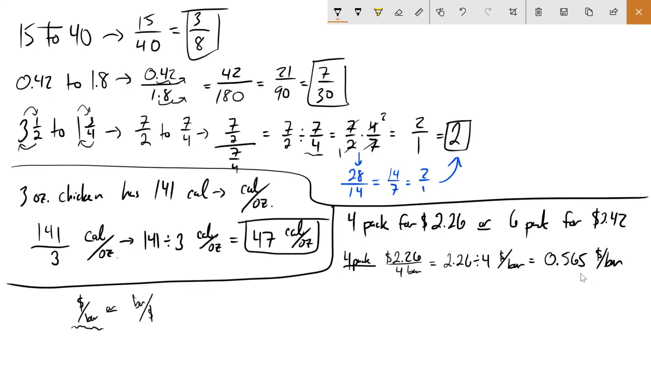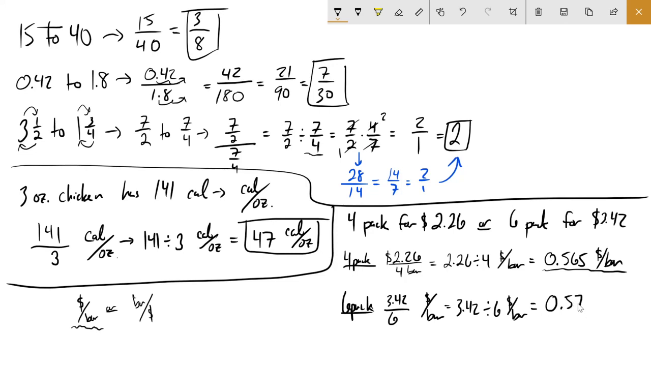You could do it the other way, but then you compare it differently. So for the 4-pack, you're paying about 56.5 cents per bar. Then if you go up to the 6-pack, to get dollars per bar, we need to do dollars over bars. So it's going to be 342 divided by 6, and our units will stay dollars per bar. And what does that come out to be?